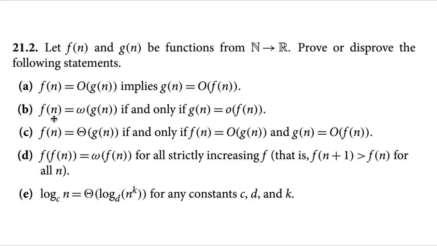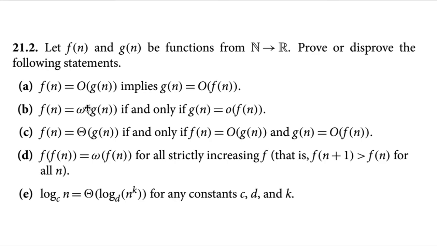Alright, f(n) is omega of g(n) if and only if g(n) is equal to little o of f(n). So that is, if f(n) is strictly greater than g(n), if and only if g(n) is strictly decreasing when compared to f(n), right? How would you do that?